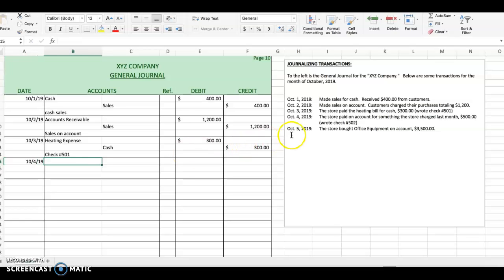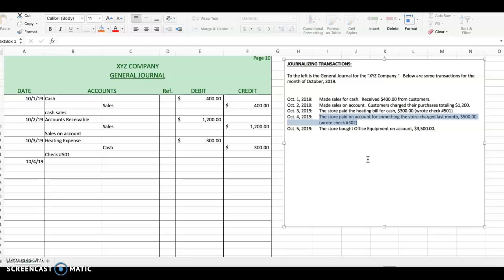The next one, October 4th, store paid on account, something that the store charged last month. So we bought something last month on account. So we got supplies or we got something and we charged it. And that involves a liability account. We owe more money. And remember, liabilities increase on the credit side. Again, you simply have to go back and review that video and memorize this because it will be very important. So this, when we buy something on account, this is using accounts payable, which increases on the credit side.